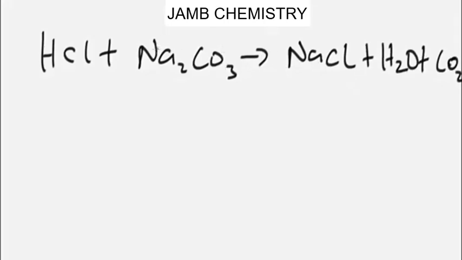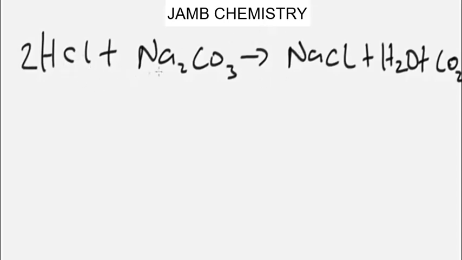Let's begin with our hydrogen. We have one atom of hydrogen at the left. We have two atoms of hydrogen at the right. So we put 2 here. We now have two atoms of hydrogen at the left. Hydrogen is now balanced. Let's balance chlorine.